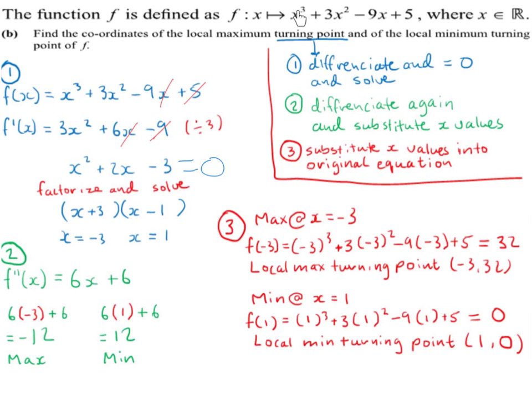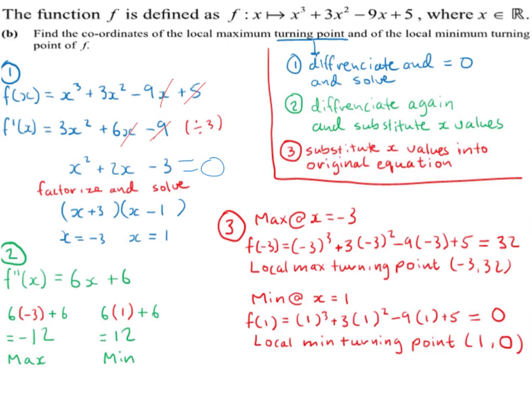So swapping the x for minus 3, we get minus 3 cubed. Then swapping the next x, we get 3 multiplied by minus 3 squared. Then swapping that x, we get minus 3 by minus 9. And then just bring down the plus 5. And this ends up giving us 32. So we have a local maximum turning point at minus 3, 32. So an x value of minus 3 and a y value of 32. So a local maximum turning point at minus 3, 32.